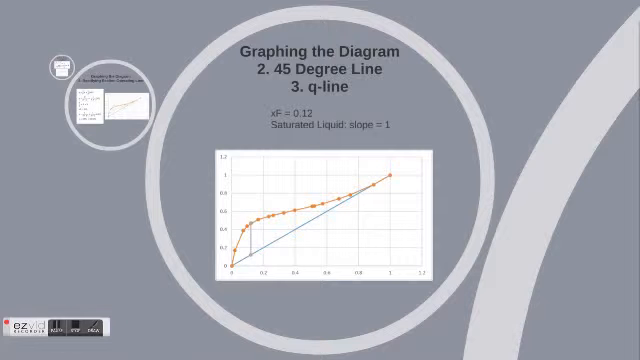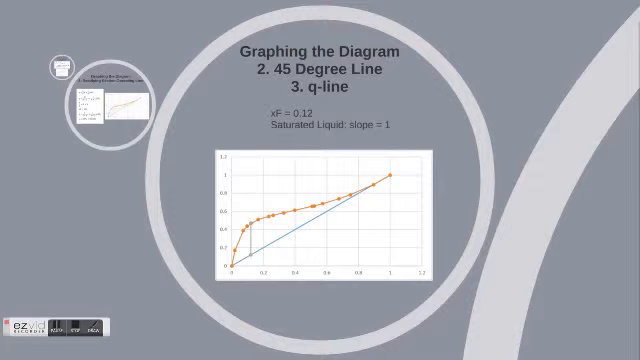and the third line we must plot is the Q line. The Q line refers to the feed operating line, and Q refers to the quality of the feed. The problem statement states that the inlet stream is a saturated liquid, and therefore the slope of Q is 1. Given data also includes that mole percent of alcohol in is 12, or XF is equal to 0.12. We can see the Q line on the same graph.